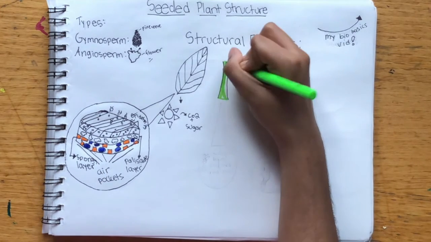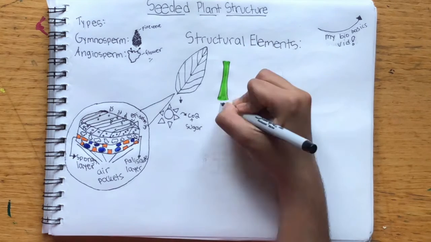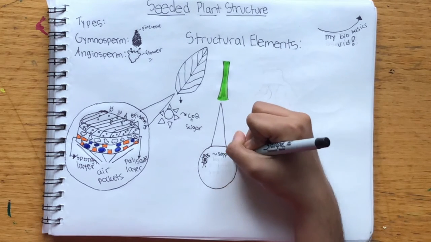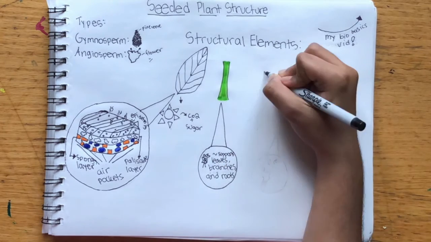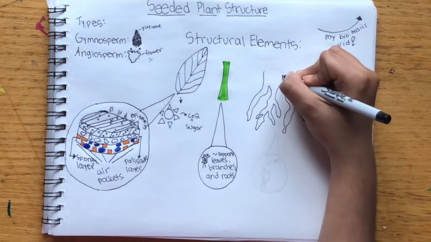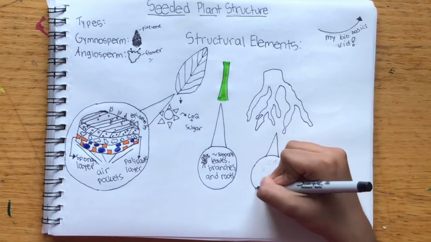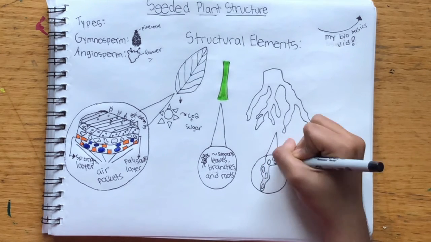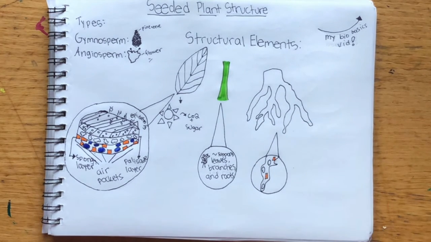The next structure is the stem. The stem is simple. It supports leaves and branches so that the plant can grow tall. The final structure is the roots. The roots absorb water, nutrients, and gases from soil, and store food. Roots support the plant too, and prevent it from being blown away or carried away by water.